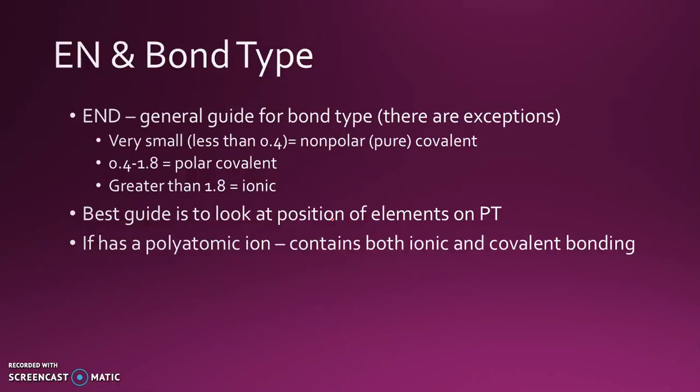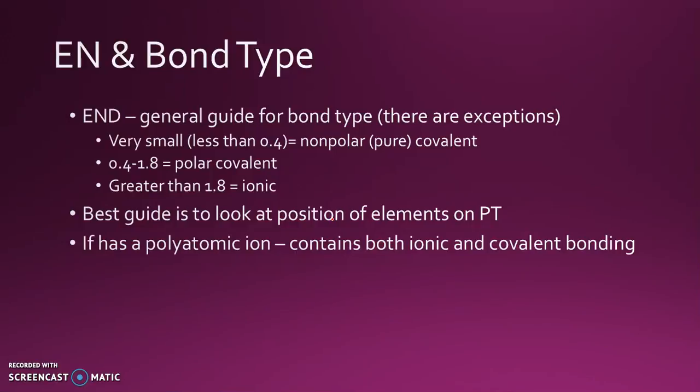If the difference in electronegativity is between 0.4 and 1.8, then it's a significant difference in electronegativity and it will be a polar covalent compound. If the difference is greater than 1.8, then the difference in electronegativity is big enough that the one with the higher electronegativity would have been able to completely rip that electron off of the other one. So again, there are exceptions to these guides as far as electronegativity difference.